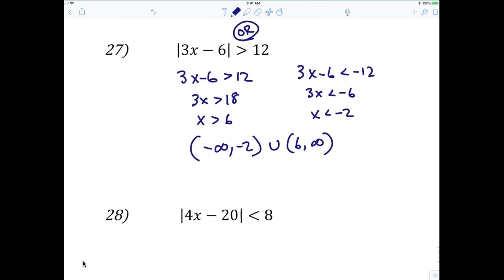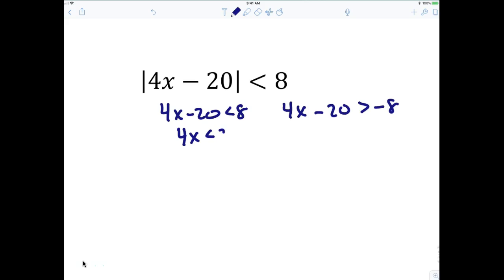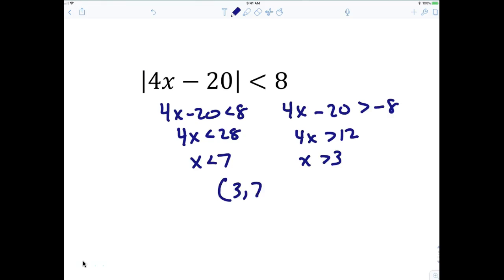Okay, so here we go. That was a greater than, let's go ahead and do a less than, number 28. So we do 4x minus 20 is less than 8, and 4x minus 20 is greater than -8. Everybody see that? All right. So 4x is less than 28, x is less than 7. 4x is greater than 12, x is greater than 3. If you're less than 7 and greater than 3, hold up for just a second. You would be from 3 to 7.